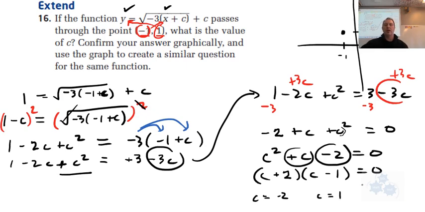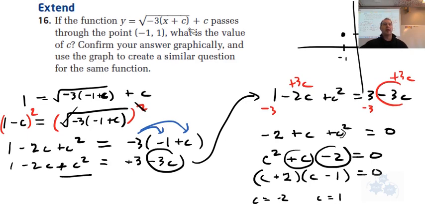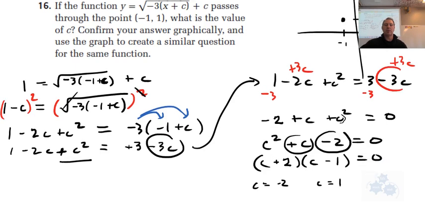All right. Now, are both of those options valid? So remember what we did with the domain. You have to go back and check to make sure that both of these fit in our original equation, I guess, somehow. So would it make sense if we plugged in both of those? Why don't we just do that real quick?